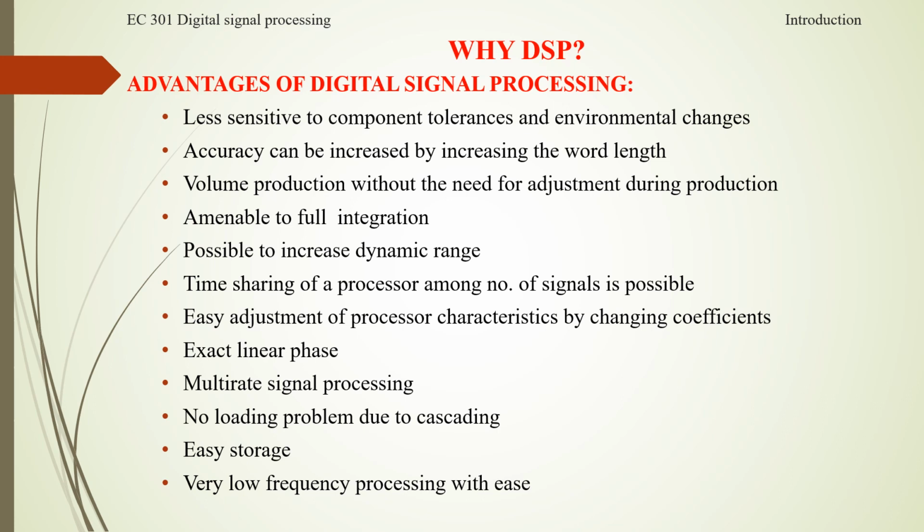DSPs can be very easily adjusted for different characteristics by simply changing some numbers of coefficients. This can also be done in ASP by varying a resistor, capacitor or inductor, but changing a number is much simpler. Changing an inductance in ASP is a difficult process. A dominant advantage of DSP is that exact linear phase can be obtained, which is not possible with ASP. Exact linear phase means there is no delay distortion.